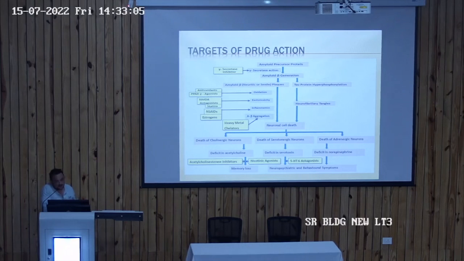Tau protein hyperphosphorylation forms neurofibrillary tangles. Ultimately, what happens? Death of the cholinergic neurons, death of the serotonergic and adrenergic neurons, and these neurotransmitters get depleted. तो हम यूज क्या करते हैं? ये तो बहुत कुछ हो गया. What we use is acetylcholinesterase inhibitors. These are the drugs which are mostly used. We can supplement them with other drugs, but these are the drugs to be used because we have to increase the acetylcholine, and acetylcholinesterase inhibitors decrease the degradation of acetylcholine and increase neuronal acetylcholine. We can also give nicotinic agonists, 5-HT6 antagonists. These all can be given.